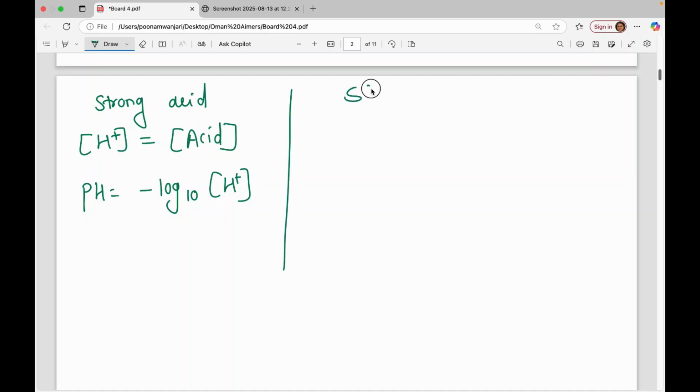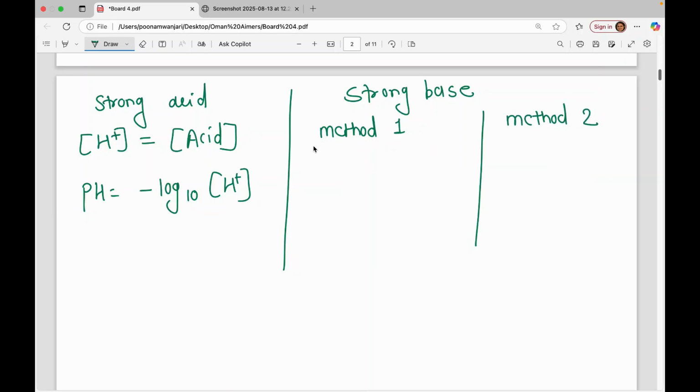Now if you have a strong base, we use two different formulas, method 1 and method 2. In method 1, you need to use the formula pOH is equal to negative log to the base 10 of hydroxyl ion concentration, and pH plus pOH is equal to 14. So from this equation you will find hydroxyl ion concentration in the problem, and then you can calculate accordingly.